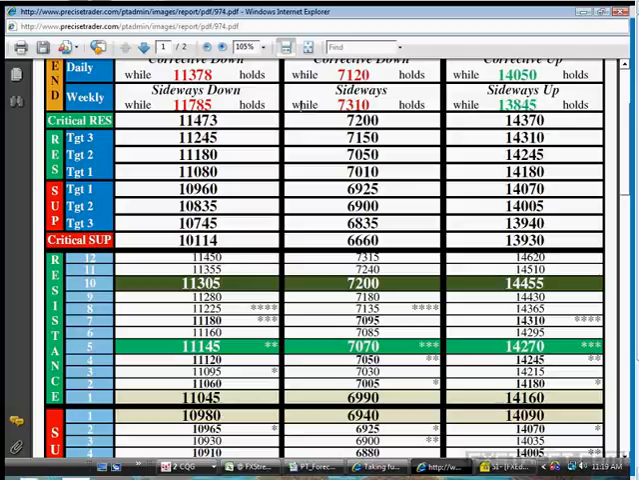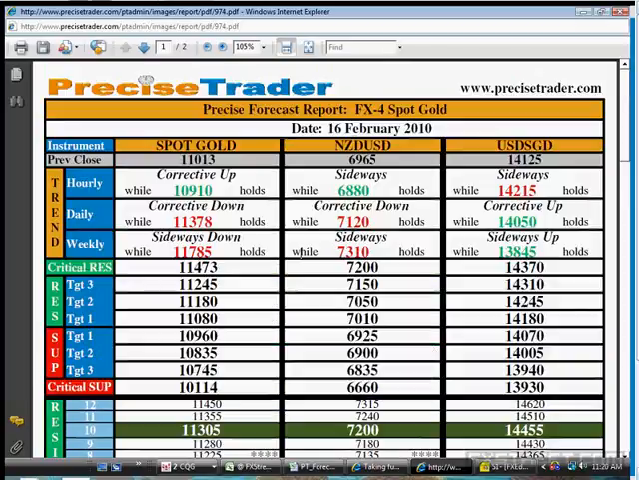And we have minor levels, which are zone 2, zone 3, zone 4. All these are minor levels whereby you can use them for entry or for putting your stop losses. So that's how you use our report to take your trades and do it accordingly, right?